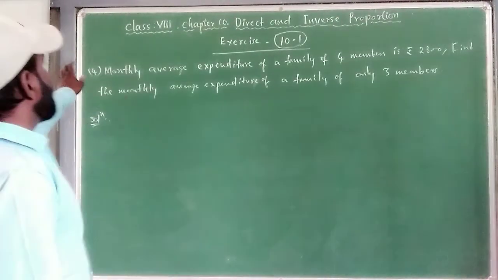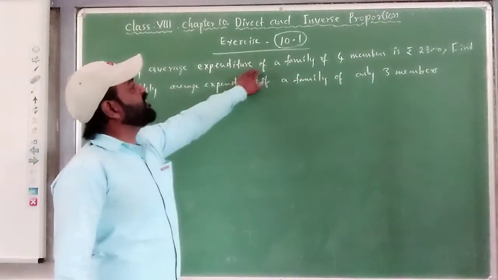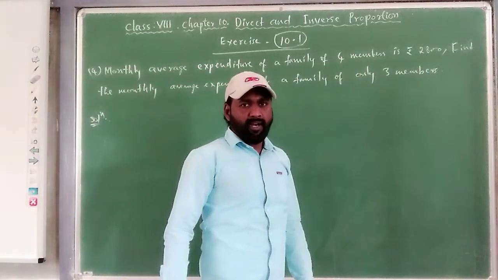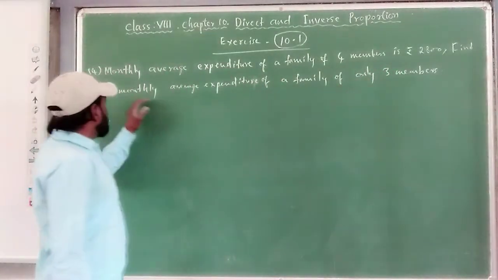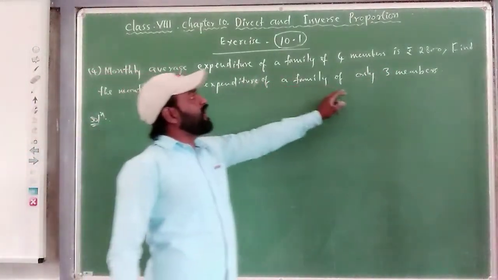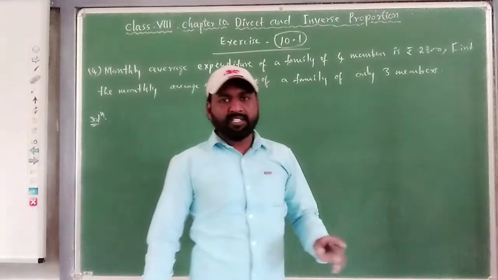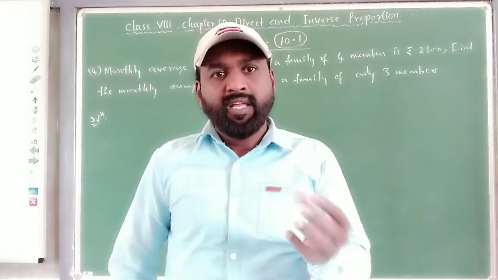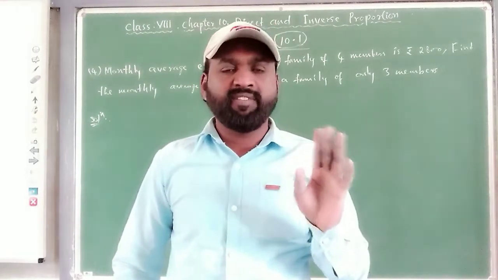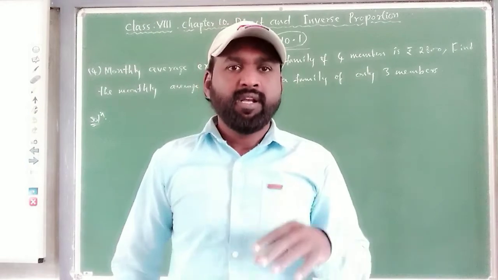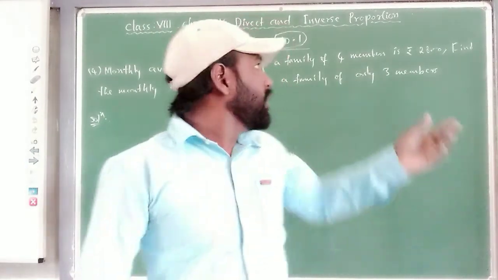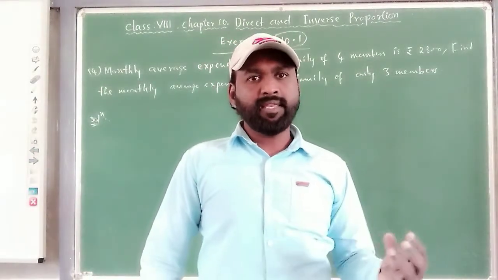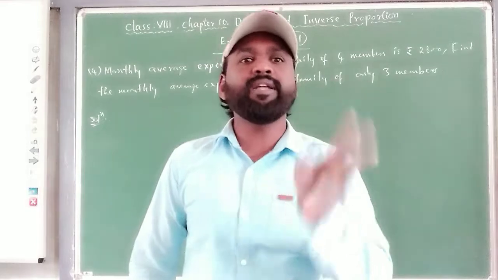See question number 4. The monthly average expenditure of a family of 4 members is rupees 2,800. Find the monthly average expenditure of a family of only 3 members. First, the monthly average expenditure of a family with how many members? 4 members. The family consists of 4 members. So what is the expenditure? That is rupees 2,800. We need to find the monthly average expenditure of a family with only 3 members.